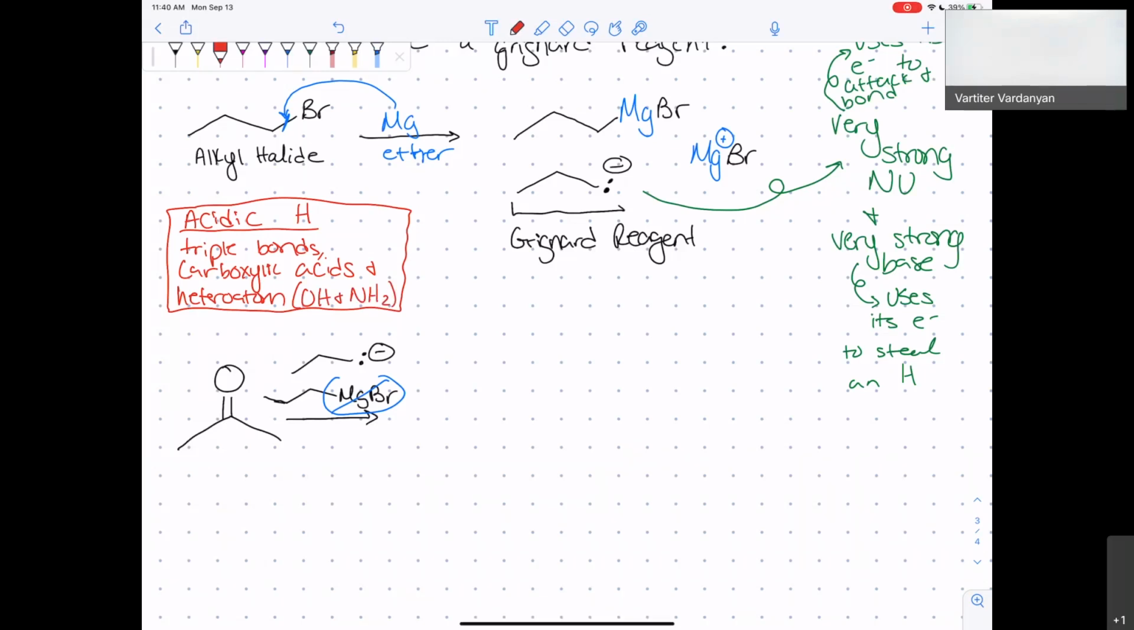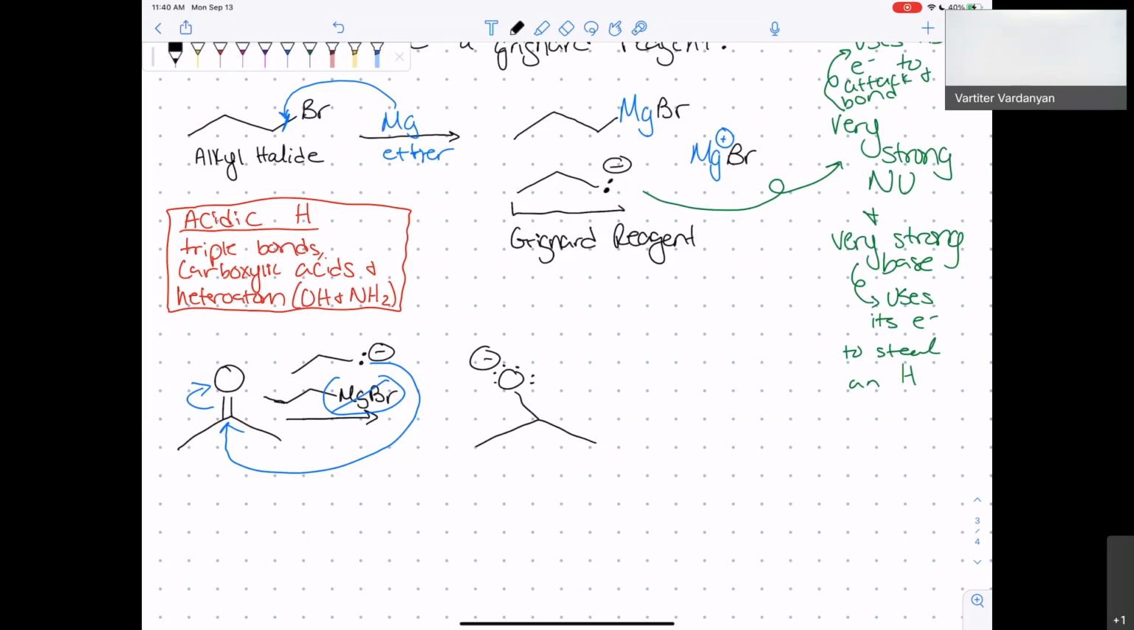No, we don't. So, since there's no easy hydrogens for us to grab, the Grignard is going to go ahead and attack the carbonyl carbon and kick those electrons up. Very similar to what happened in the reduction reaction. But now, instead of an H minus, we have a C minus.